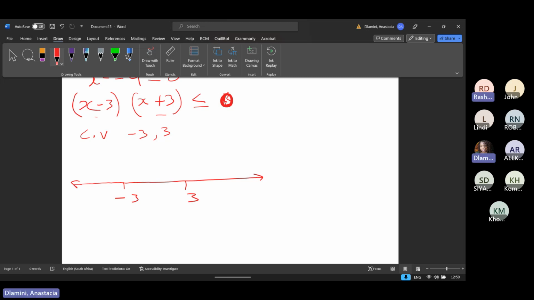It will never change. If you have a quadratic function, let's say x squared plus 9x plus 3 less than or equal to 0 or greater than or equal to 0, and you factorize, what I'm going to do right now will never change. It will always be like that.